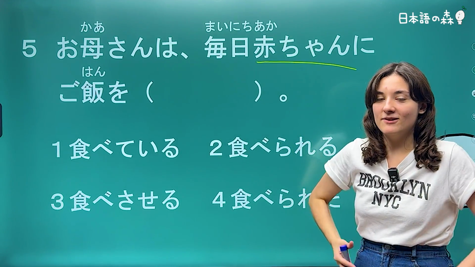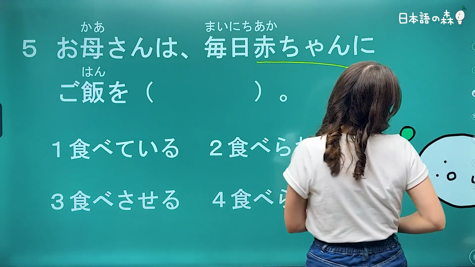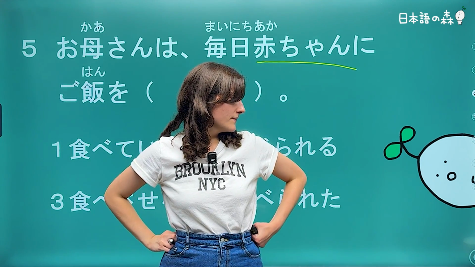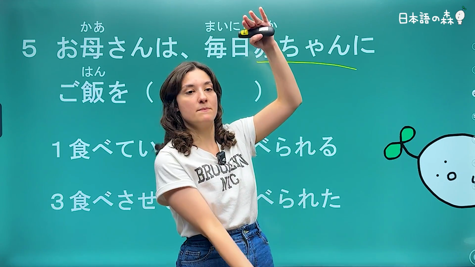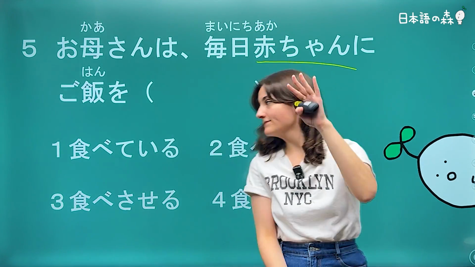赤ちゃん, little beanie baby, right? Were you a baby once, Mario-kun? Are you still a baby? He's like this big, probably. Maybe this big. Big baby.